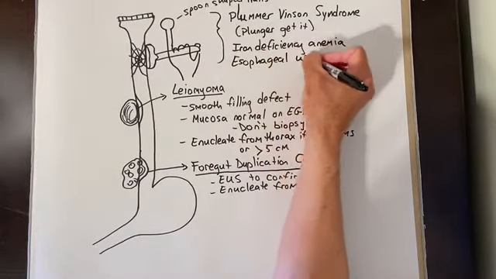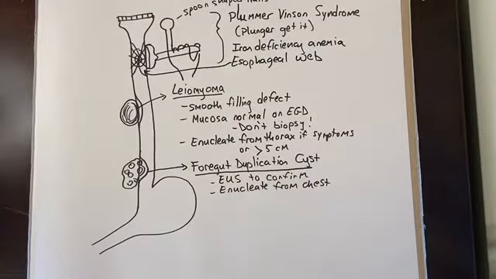Plummer-Vinson syndrome is a syndrome marked by spoon-shaped nails, iron deficiency anemia, and esophageal webs.